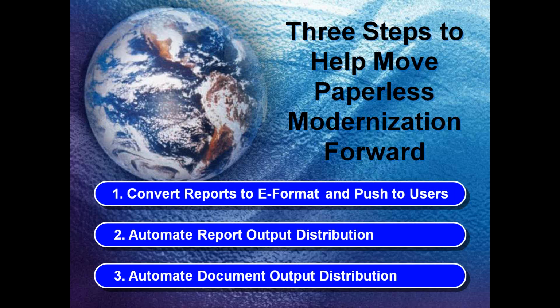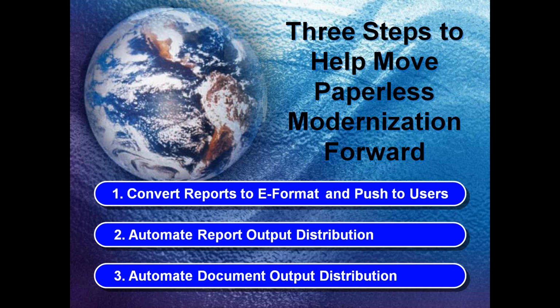So let's consider some steps that can be quickly employed that'll show an immediate return on investment with increased productivity and reduced costs. Let's start by looking at how easy it is to start converting those legacy application outputs directly to electronic formats like Excel and PDF, and then push those reports out to the user so they can receive their important data in real time.